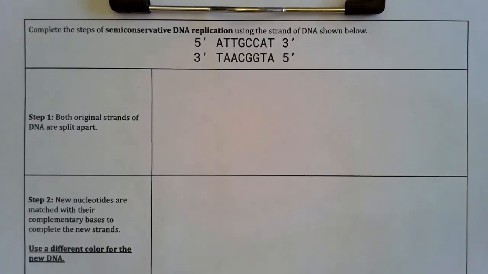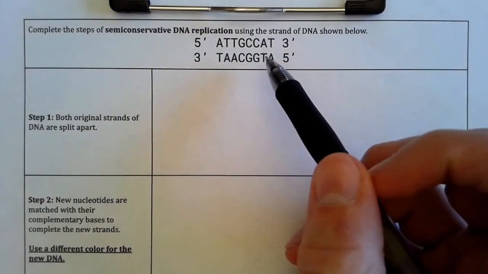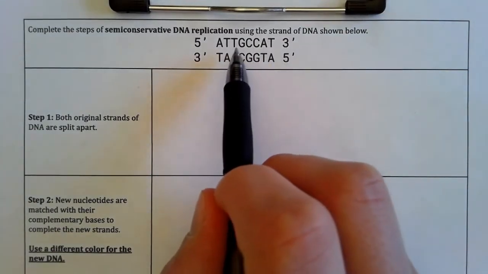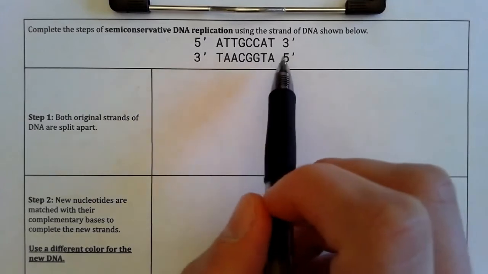Okay, here we are on the back of the paper, and now we're going to go through the two steps of semi-conservative replication and make sure that if we follow those steps of splitting the DNA apart and adding complementary bases, that we actually get two DNA strands that are identical to each other and the same as the one that we started with. So we can see the bases here in the middle. Remember, they're hydrogen bonds that hold them together, hold the two strands next to each other.